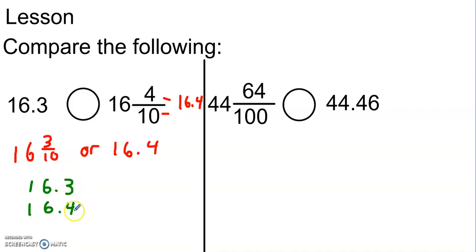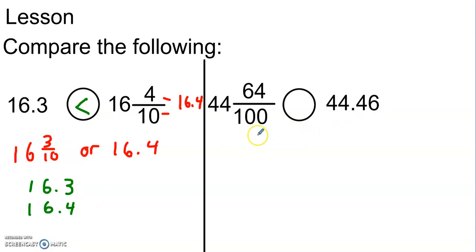So I know 3 is smaller than 4, and 4 is larger than 3. So 16.3 is my first number, so I have to say this is smaller than this. So I use my less than symbol. Okay? I always want to make sure that I align them the right way. And I also write it in order from left to right, if you noticed in my lists.